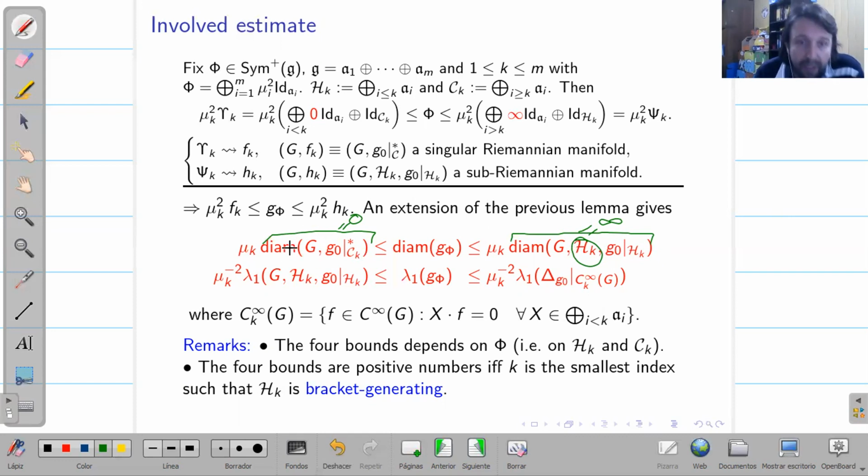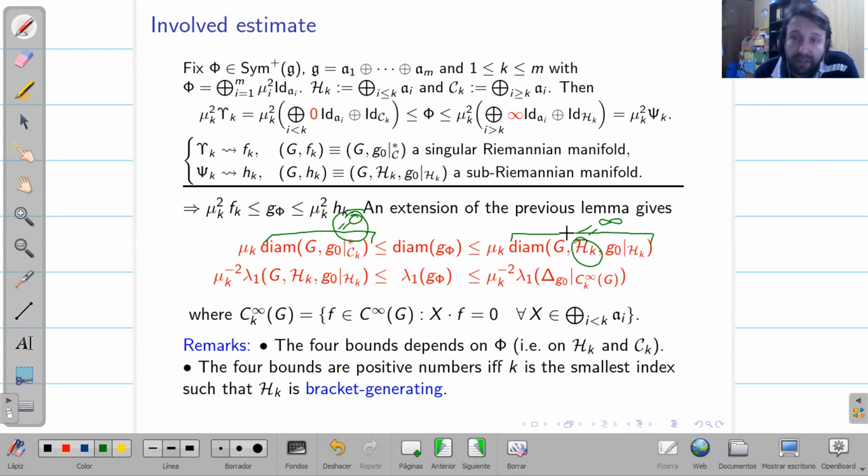But go back here. If k is equal to 1, this is the simple estimate. But if k is too large, it's because you have a lot of directions that you go for free. And if you have too many directions that you go for free, you are going to be allowed to join any 2 curves with distance 0. And this will imply that the diameter is going to be 0, right? So when this is 0 or this is infinity, these inequalities are useless. The same with the lambda 1.